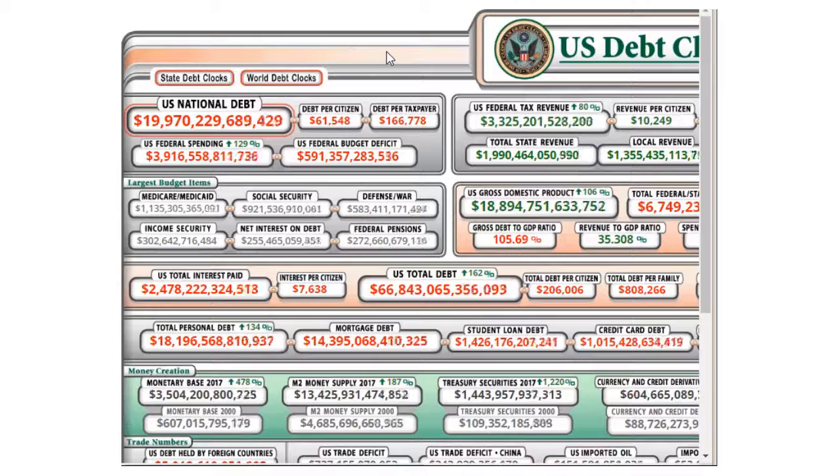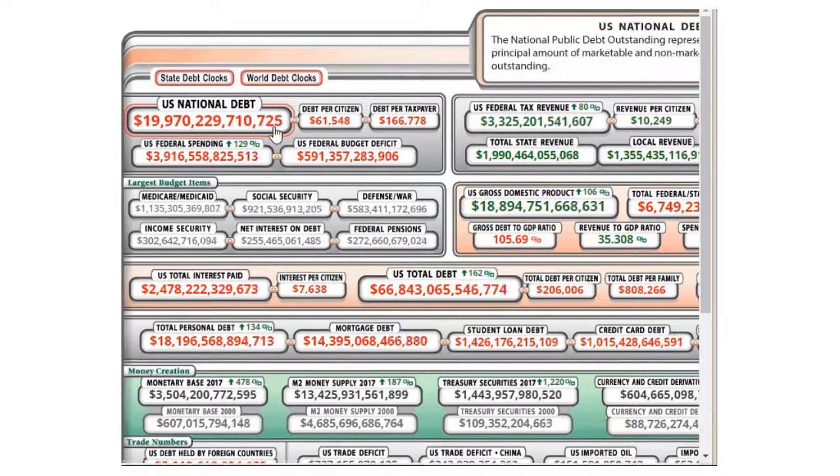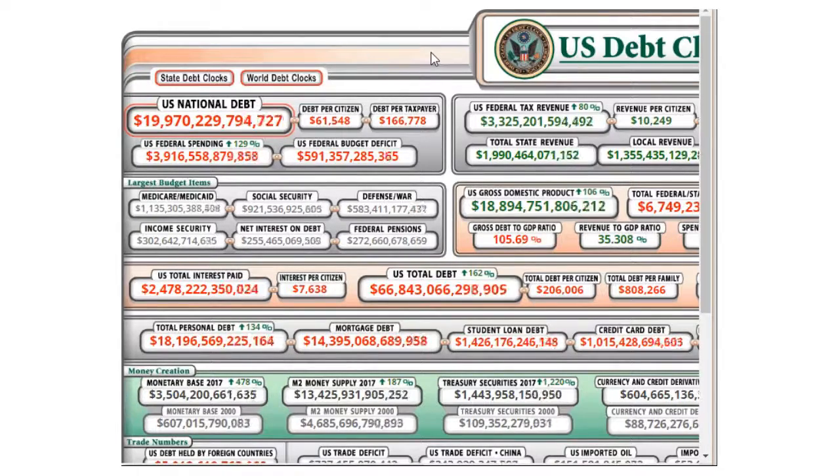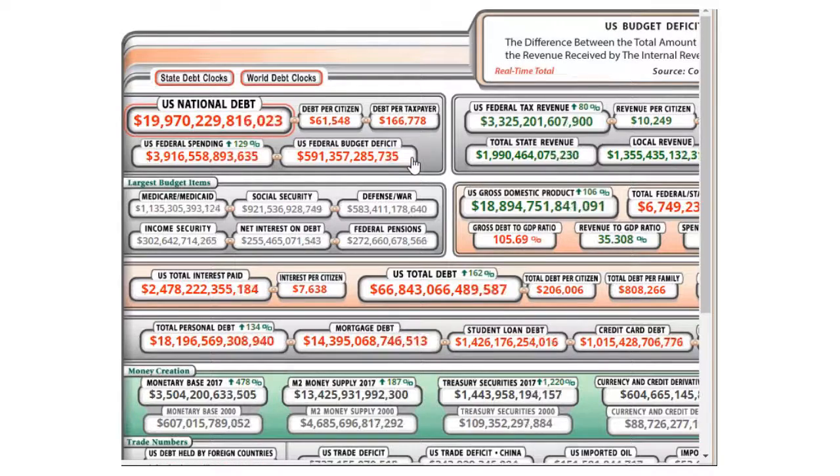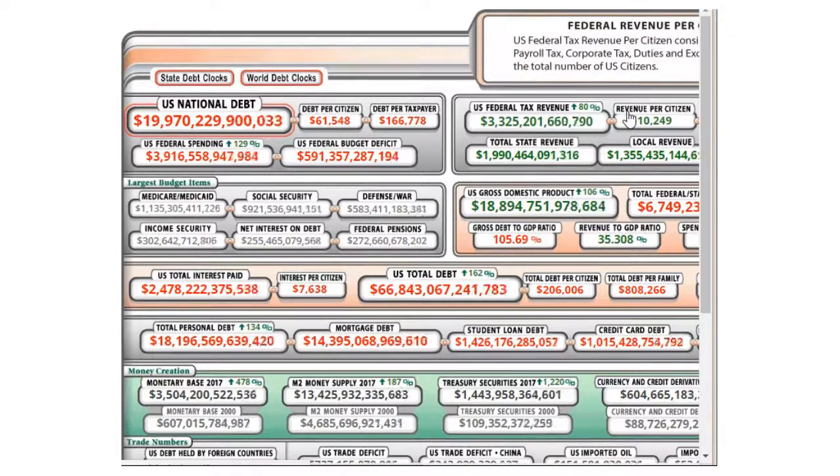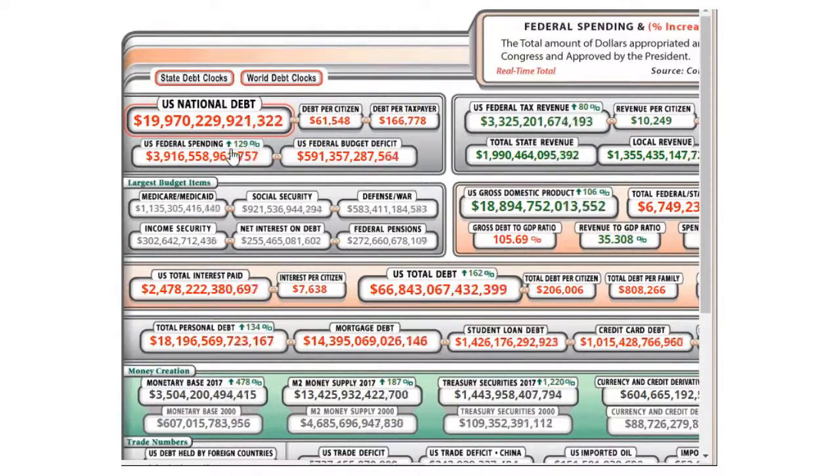So first of all, we have our national debt. When you're counting, we have hundreds, thousands, millions, billions, trillions. So 19 trillion, 970 billion, and it goes on. So this is quite a large national debt. You can also see our deficit. Remember, debts are cumulative and deficits are annual. So you can see how much we are in the hole this year versus the total debt that we have. We can also see our revenues. Whenever you see an arrow, something going up, you can see that it's increased in the percentage. So our federal spending, our government spending is increasing, but our tax revenue is increasing too.